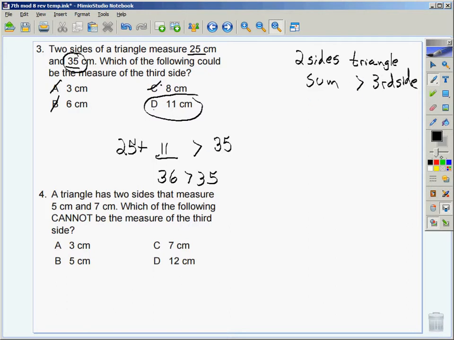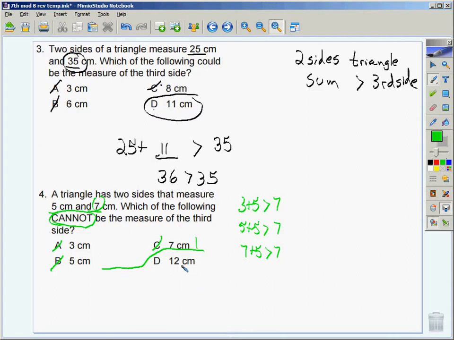Number four is using the same rule. Here they gave me sides 5 and 7. This one they asked which one cannot make a triangle. Well, for the first three that are there, 7 is the largest number, or at least equal to the largest. 3 plus 5 is bigger than 7, so it would make a triangle. 5 plus 5 is bigger than 7, so it would make a triangle. 7 plus 5 is bigger than 7, so it would also make a triangle.